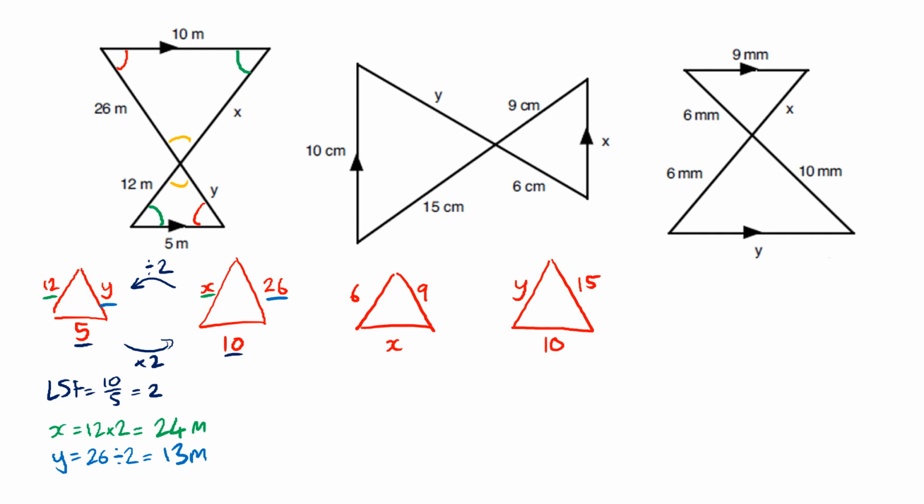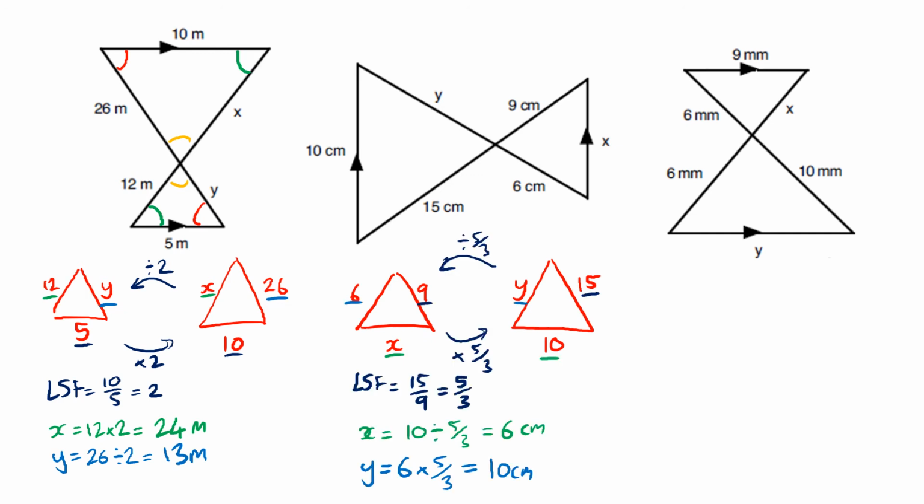Y needs to go with 6 and 9 needs to go with 15. And we should get a linear scale factor of 5/3. Again, don't round that. It's like 1.666, but why bother? Just use 5/3. You get that x is 6 and y is 10.